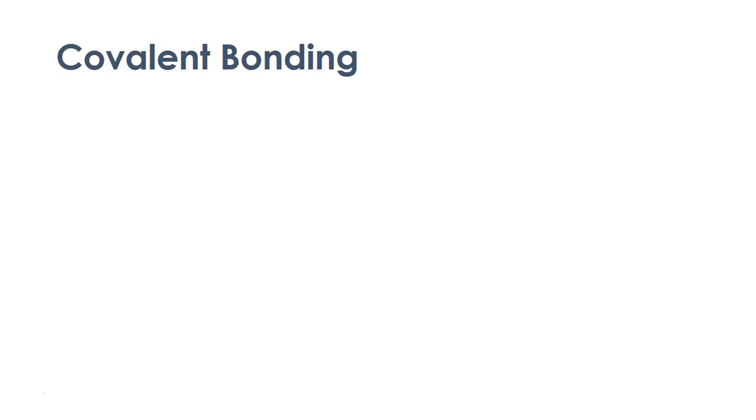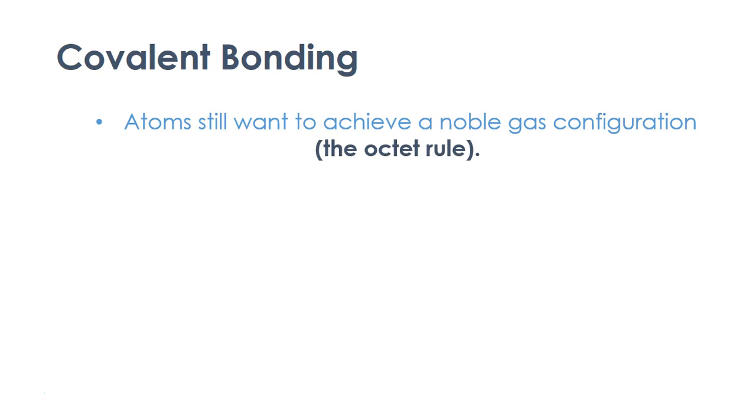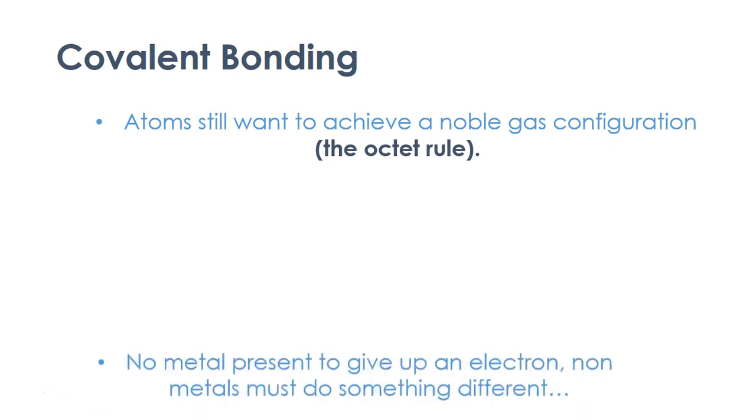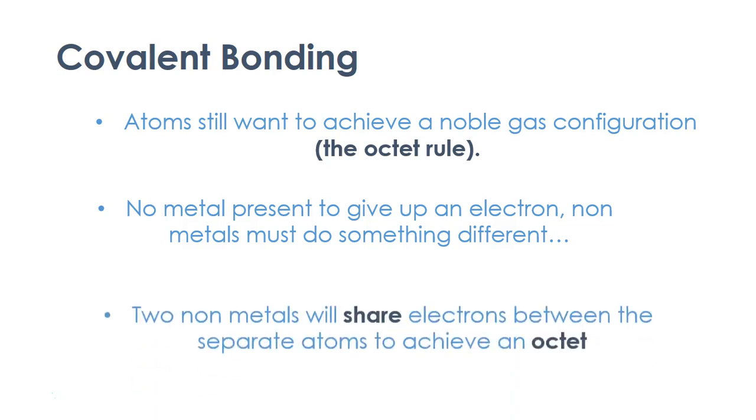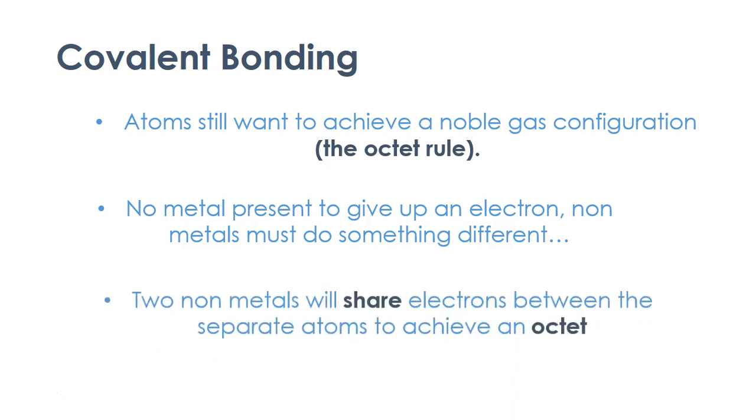So the difference between ionic bonding and covalent bonding is that our atoms still want to achieve a noble gas configuration, and that's our octet rule. Each atom wants to have 8 valence electrons around it. But there's no metal present to give up this electron. So our nonmetals must do something different. These two nonmetals are going to share electrons between the two atoms in order to achieve that octet.